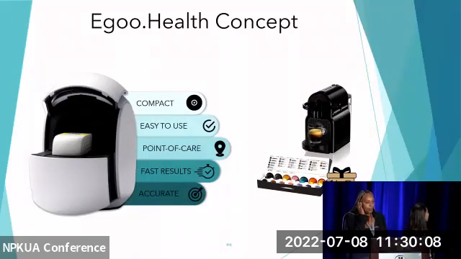Yes, so our Egoo.Health concept is to have this platform. The point is to have one Egoo that can then measure multiple biomarkers. Each capsule would contain the chemistry for a specific biomarker. We like to use this analogy of having an espresso machine, and then you buy capsules with the flavor of your choosing. So our vision is that you have one Egoo, and then you can buy capsules of whatever biomarker you want to measure.